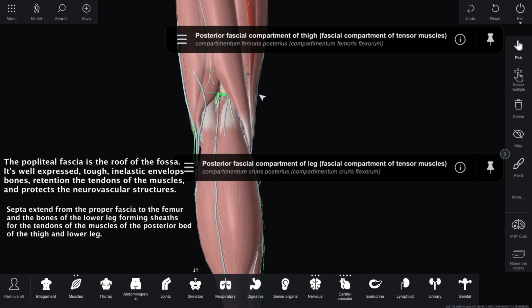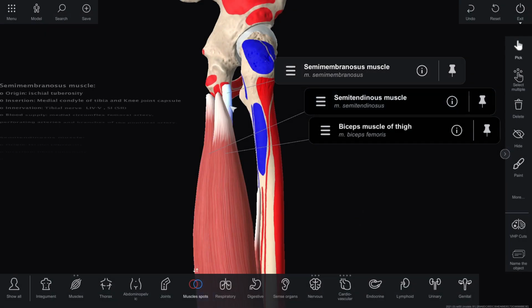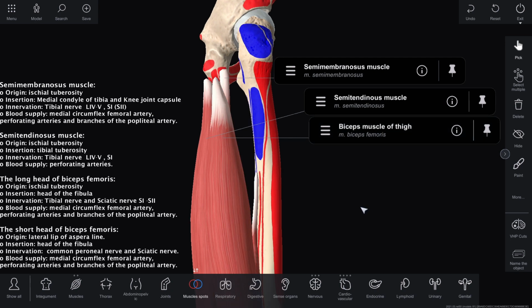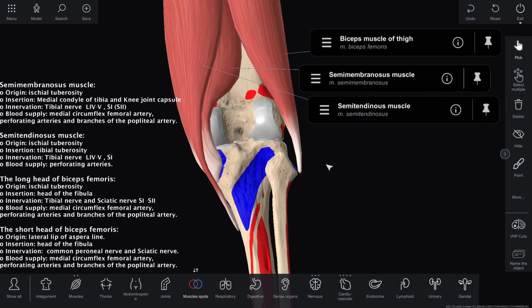The tendons binding the fossa from above are located in the sheath of the posterior bed of the thigh. The semitendinosus, semimembranosus, and long head of biceps femoris originate together from the ischial tuberosity. The short head of biceps femoris originates from the lateral lip of linea aspera. Semimembranosus attaches to the medial condyle of the tibia. Semitendinosus attaches to the tibial tuberosity. Biceps femoris attaches to the head of the fibula. All are innervated by the tibial and sciatic nerve, supplied by profunda femoris and popliteal artery.